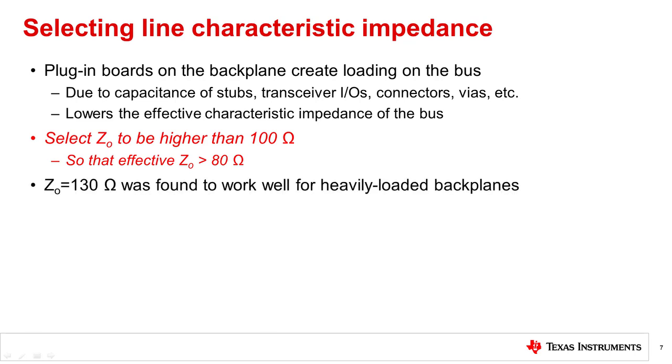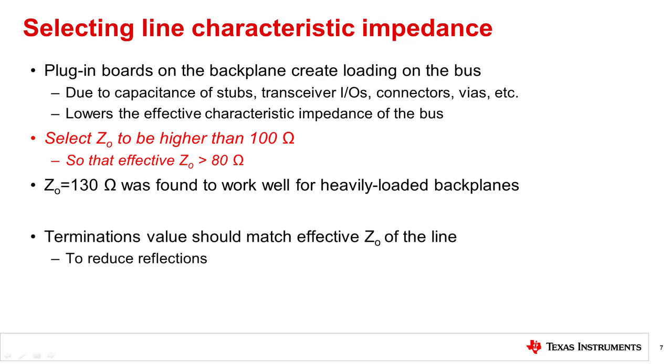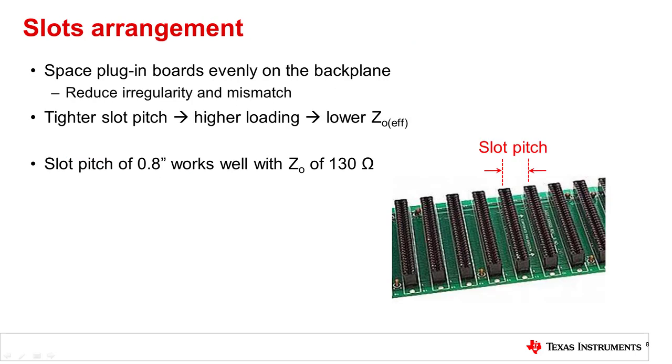Lab experiments and simulations show that selecting the characteristic impedance to be 130 ohm works well for a heavily loaded backplane. Notice that if the effective characteristic impedance of the bus is not 100 ohm, then the value of the terminations should be selected to match the effective characteristic impedance. This is to minimize impedance mismatch at the terminations and hence reduce reflections.